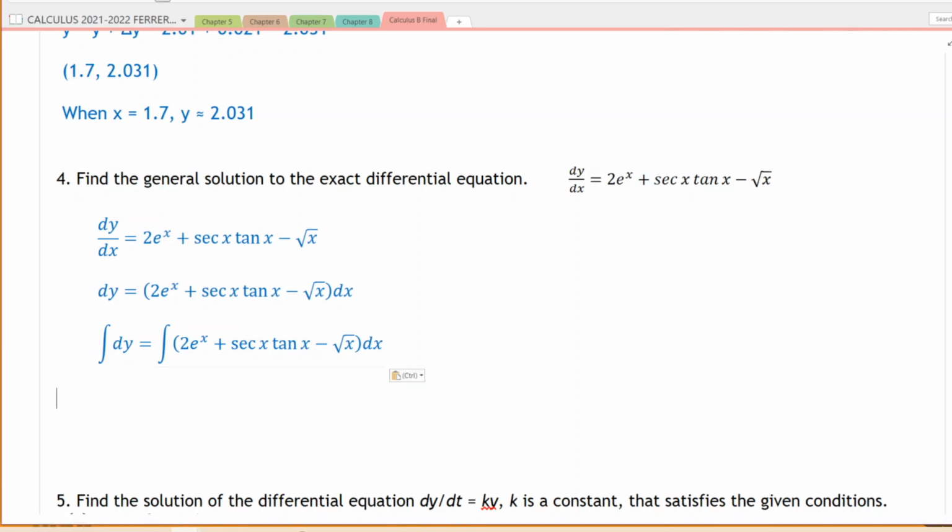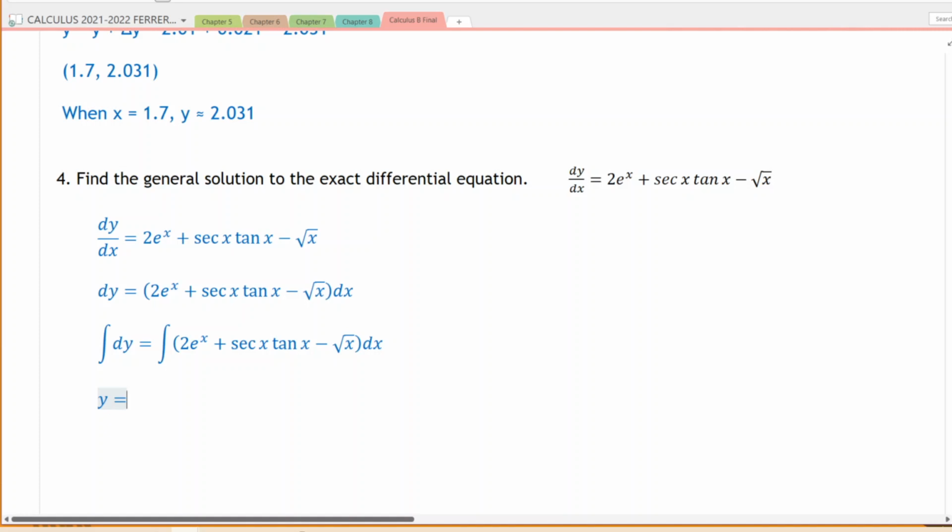Now we have the integral of the left side is equal to the integral of the right side. The antiderivative of 2e to the x, that's just 2e to the x again. The antiderivative of secant x tangent x, well, the derivative of secant x is secant x tangent x. So the antiderivative of secant x tangent x is just secant x. And then the antiderivative of x to the 1/2 power, well, 1/2 plus 1 is 3/2. So we get the reciprocal of 3/2, which is 2/3 x to the 3/2 power, plus a constant. And that takes care of question 4.